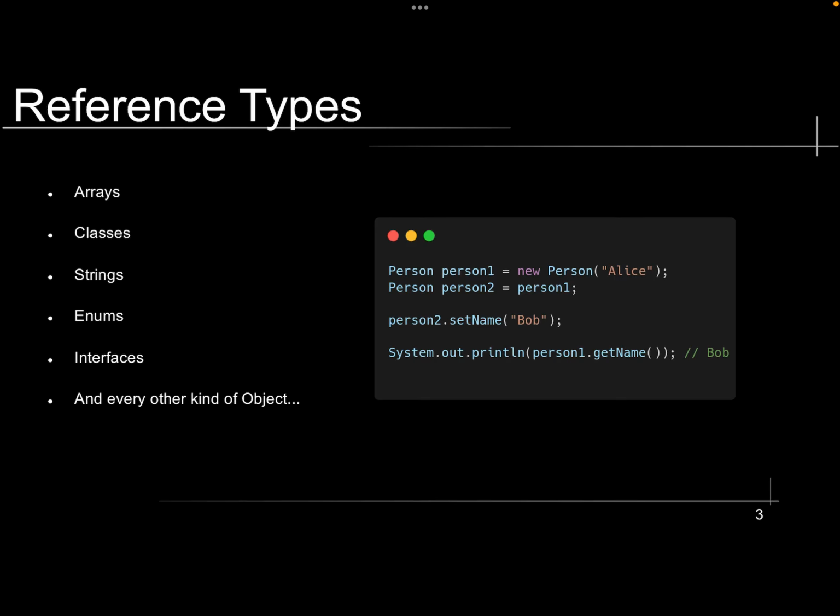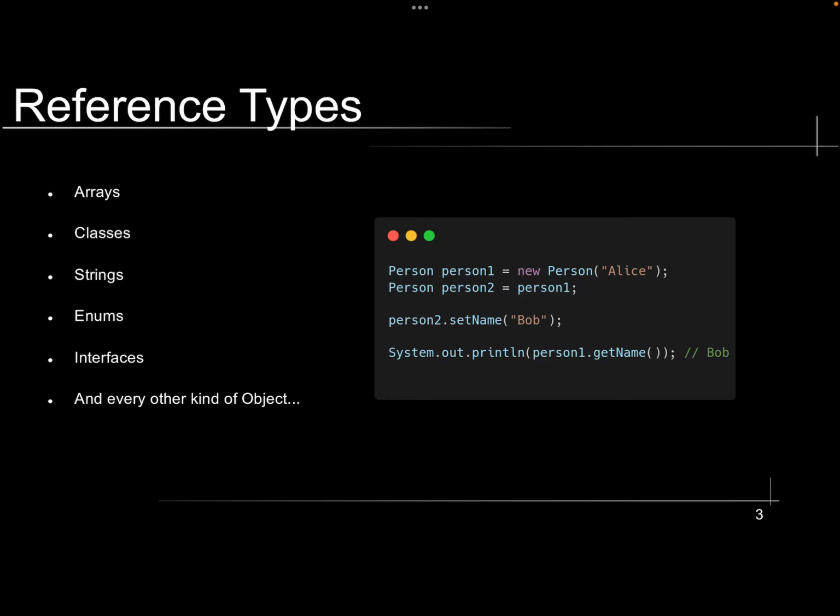In the example on the right side, we're creating a person named Alice in the first line. In the second line, we're assigning this person to person 2 and changing its name to Bob in the third line. And then we'll see in the last line that the name of person 1 also changed to Bob. And that's because person 1 and person 2 don't store the actual person objects, they store a reference pointing to the same object in memory. You can see in line 2 that we pointed person 2 to the same object which had the name Alice in memory.